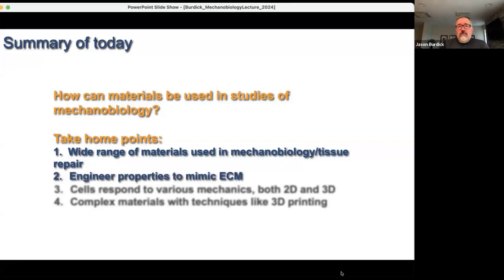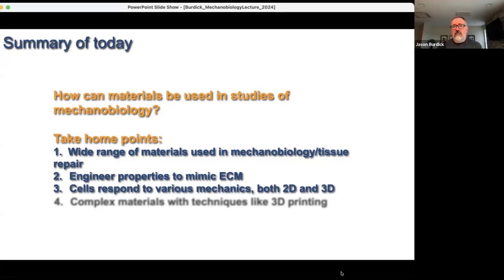We can engineer properties and features to mimic the extracellular matrix. And so maybe deciding which features you want is one of the challenges. You can mimic things like disease by changing the mechanics or the cross-link density of the materials. We can guide differentiation based on maybe understanding the environment that the cells are in during development. Cells respond to various mechanics in both 2D and 3D. And I didn't emphasize this too much, but it can be very different in 2D and 3D.